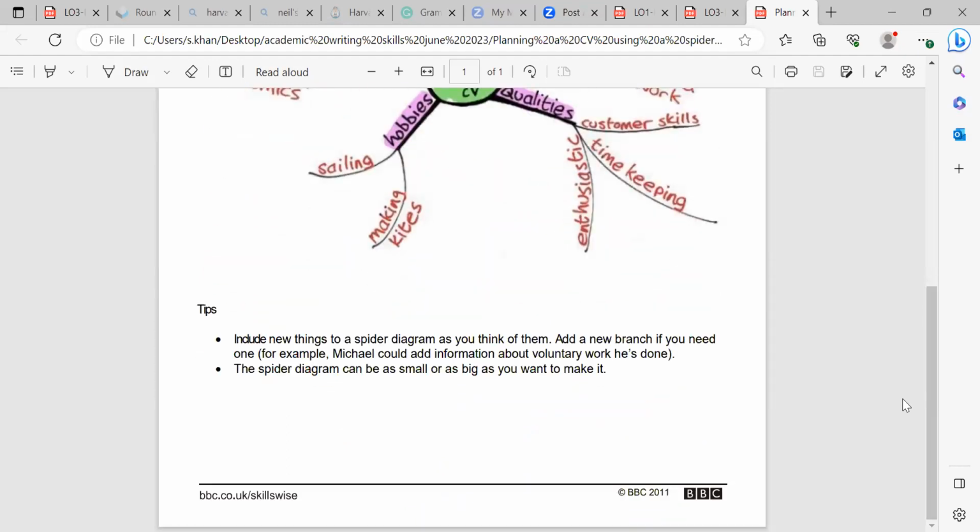Tips to include in your spidergram, if you're ever doing a spidergram on any area, is to look at adding new things to the spidergram, add a new branch if you need one. For example, Michael could have added information on voluntary work he's done. The spidergram can be as small or as big as you want it. So you just branch off as much as you want. This is in regards to a spidergram.